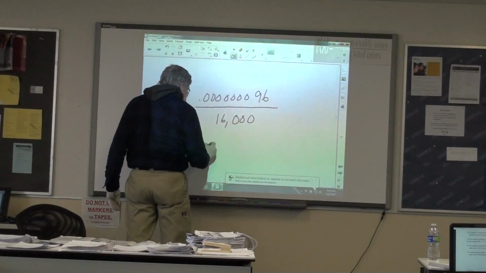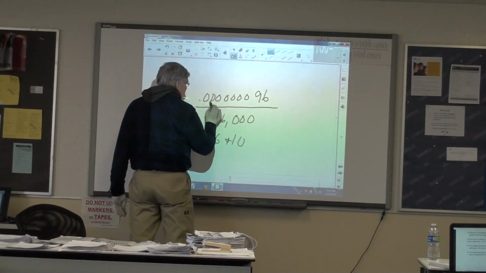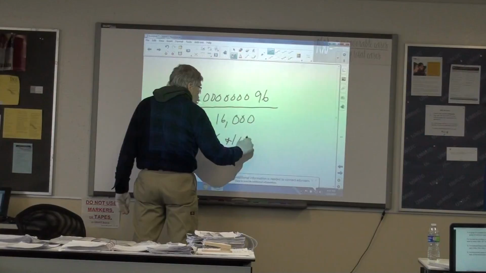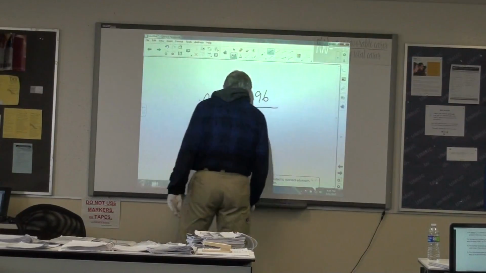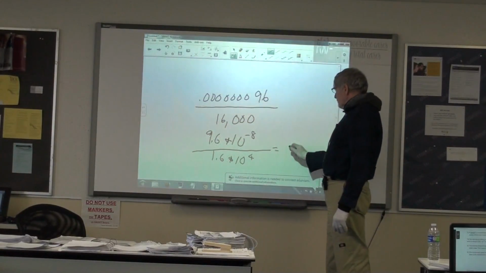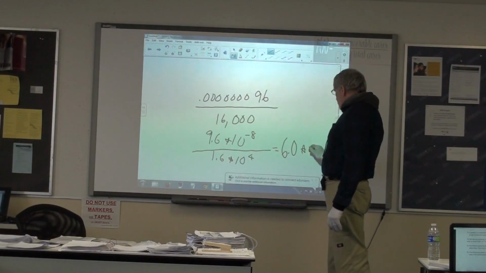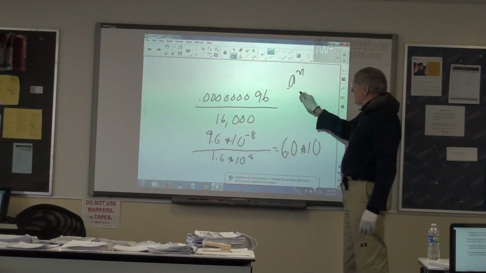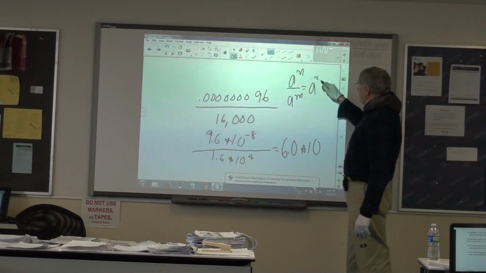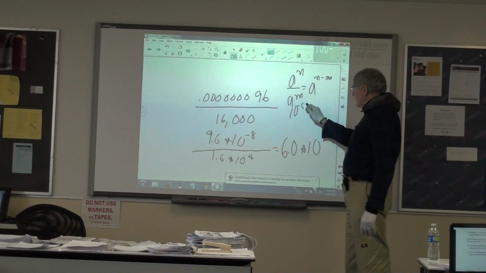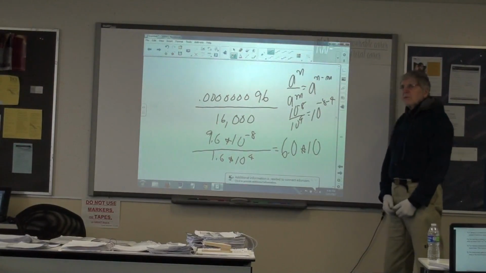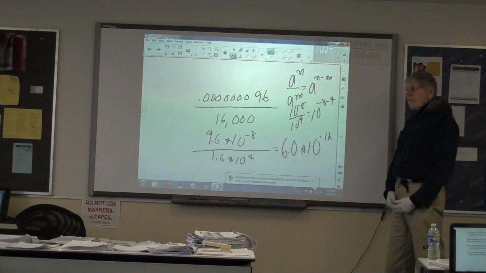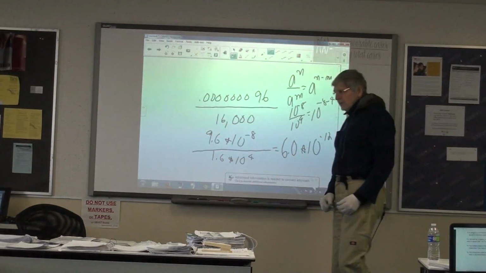Well, let's change to scientific notation. The top is going to be 9.6 times 10 to what power? Negative 8. 10 to the minus 8, agreed? The bottom's going to be 1.6 times 10 to the 4th. So we divide 9.6 by 1.6, we all agree we get 6. Now this is using the rule, a to the n over a to the m equals a to the n minus m. So 10 to the minus 8 over 10 to the 4 equals 10 to the minus 8 minus 4, which is? Negative 12. That's right. Okay, so we agree on the answer, 6.0 times 10 to the minus 12.